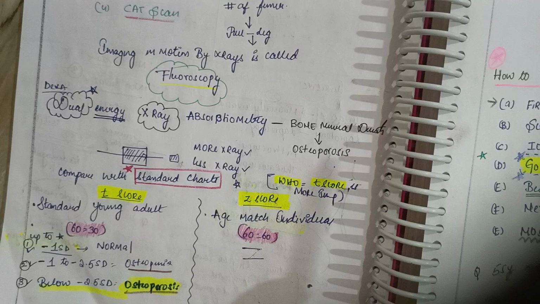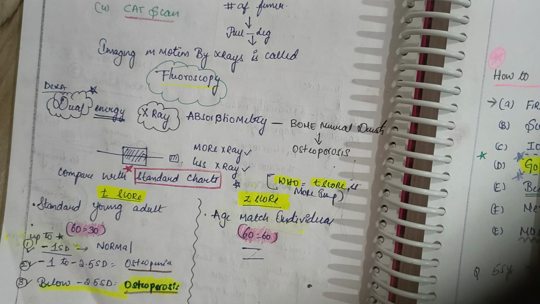Whenever you take the calculation and look into the T score, if the person has a -1 standard deviation or above, that's normal. A -1 to -2.5 standard deviation is osteopenia. If it is below -2.5 standard deviation, that means there is some osteoporosis going on.